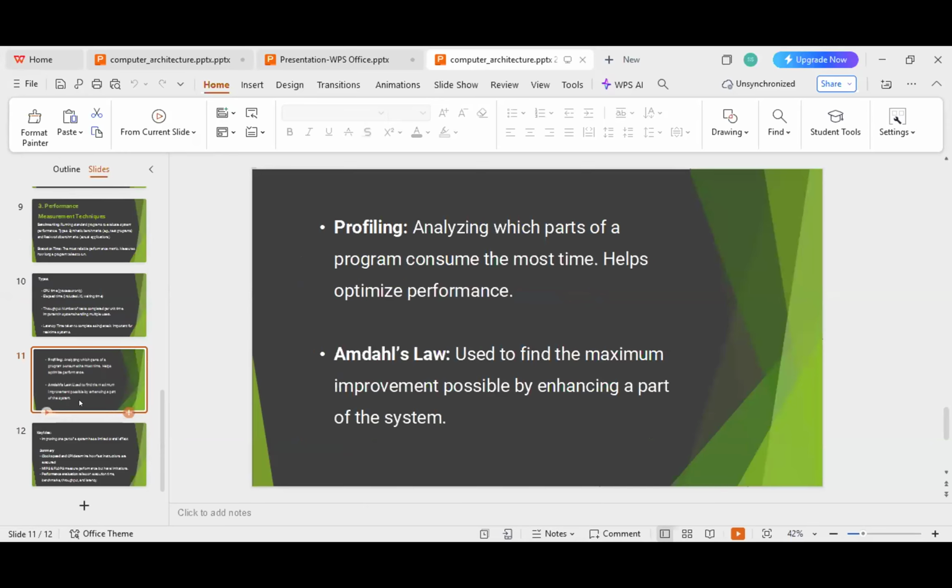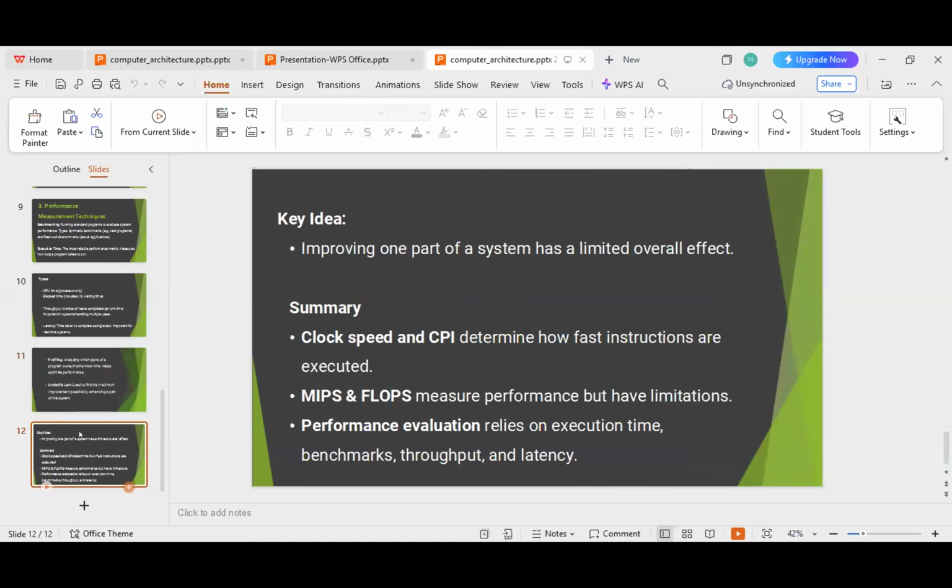And then another technique is profiling. Profiling is analyzing which parts of a program consume the most time. It helps to optimize performance. And then the last one is Amdahl's law. It's used to find the maximum improvement possible by enhancing a part of the system. So we have some key ideas. Improving one part of a system has a limited overall effect.